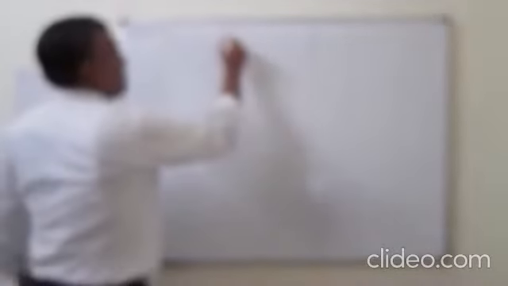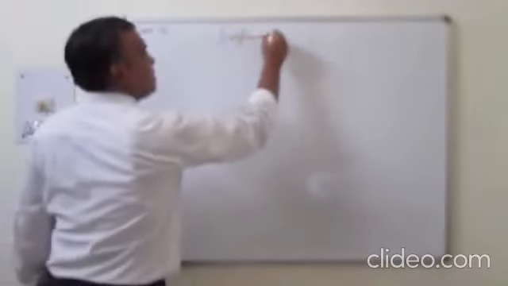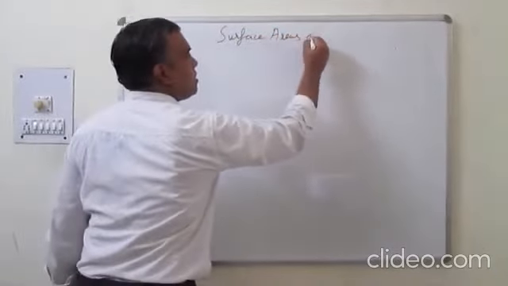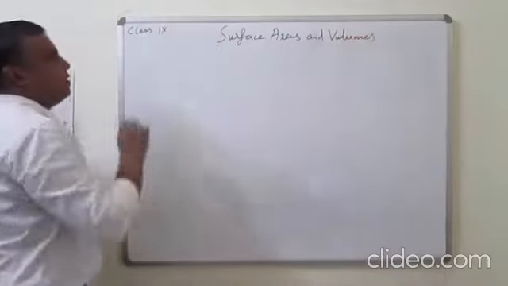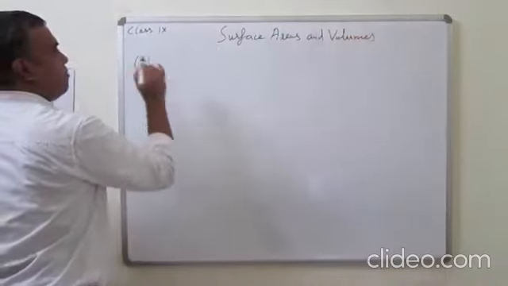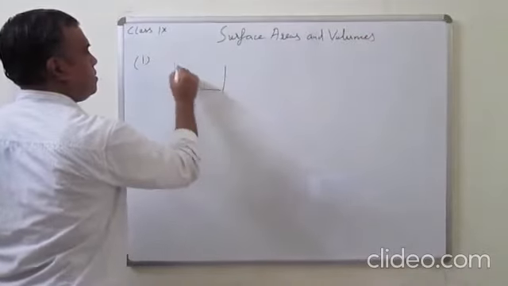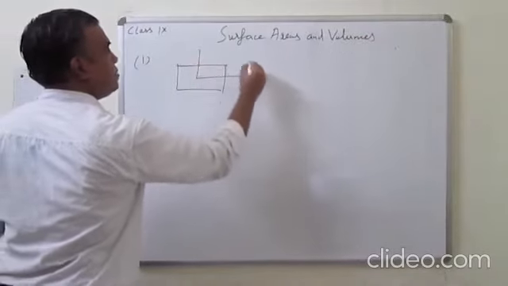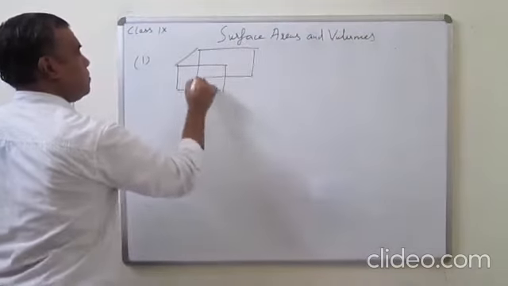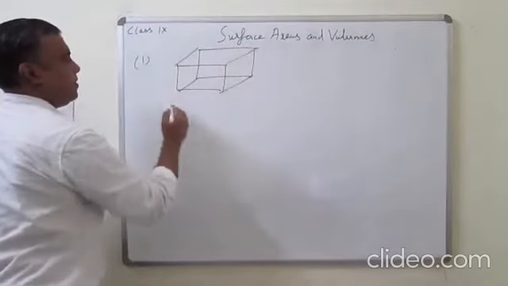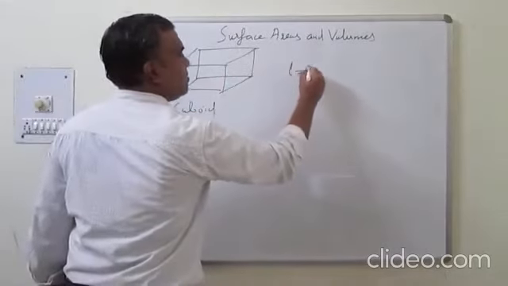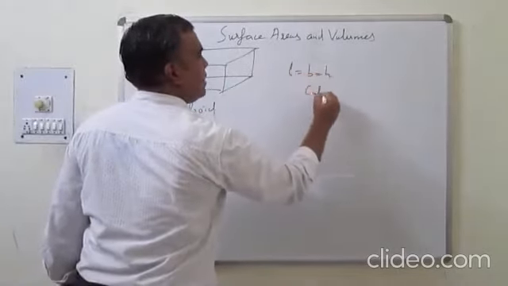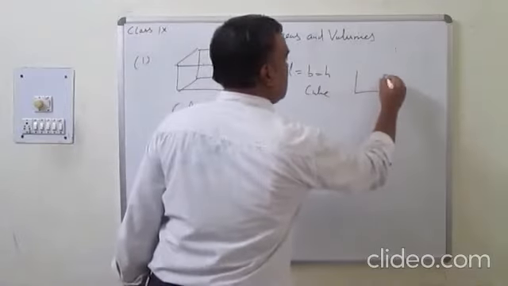Today we start surface areas and volumes. So today we will start with cube and cuboid. This is the shape of a cuboid. If length, breadth, and height are equal, it is a cube.